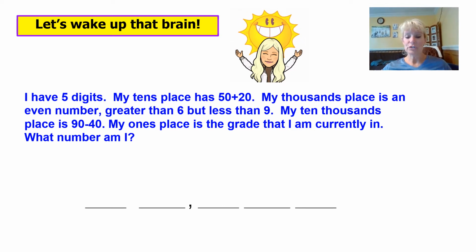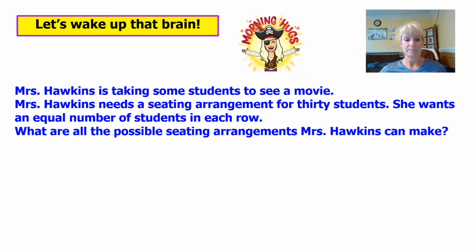All right, let's start with the first clue. First of all, you had 5 digits, so I gave you the 5 lines. My tens place has 50 plus 20, which would be 70. So it's in the tens place, 7 tens equals 70. My thousands place is an even number, greater than 6. So what's greater than 6 but less than 9? That is going to be 8. My 10,000s place is 90, take away 40, which is going to be 50. My ones place is the grade that I am currently in, which is third. And of course, I want to know what number I am, so we have to place a 0 in my missing spot. So 58,073 is the correct answer.